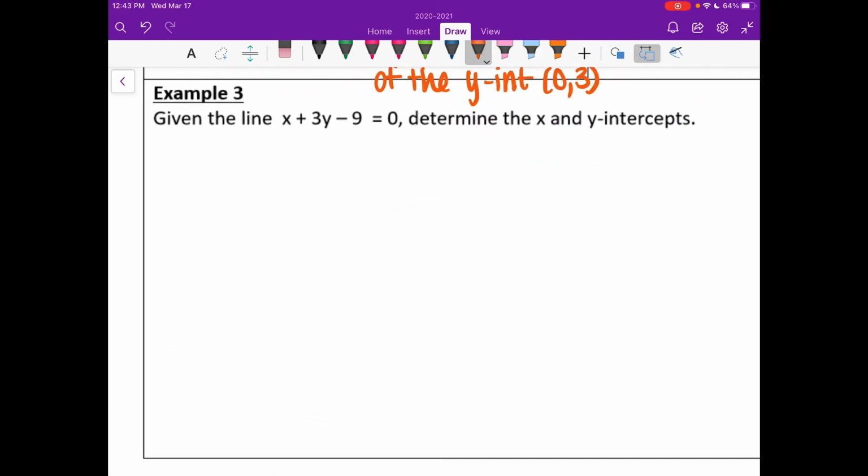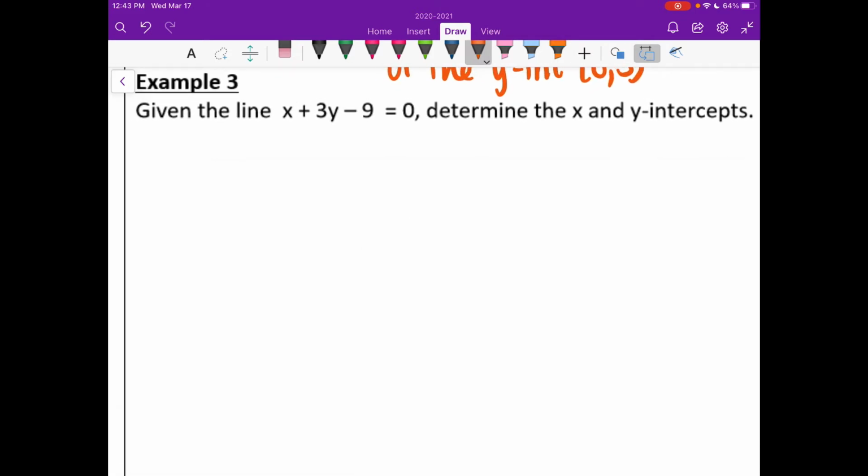So it says here, given the line x plus 3y minus 9 equals 0, determine the y and x intercepts. So same idea, let's just go through it, right? Let's find the x-intercept, and then we're going to use the regular way for you to find the y-intercept. You could just rearrange this equation and isolate y by itself, and then that way you could find the y-intercept, but for the purposes of this lesson, we're not going to do it that way.